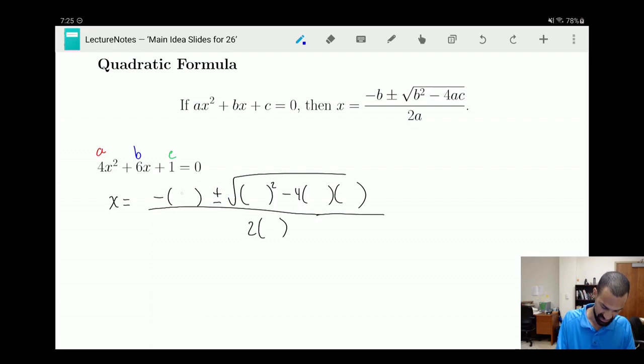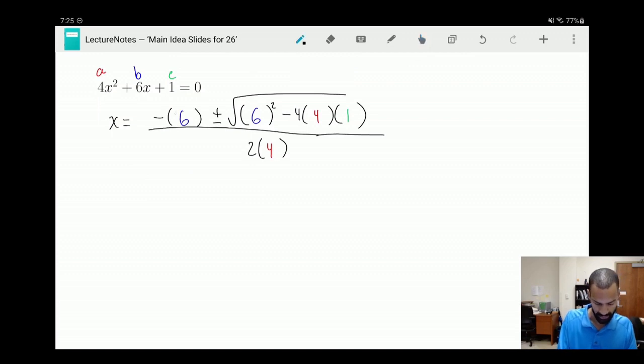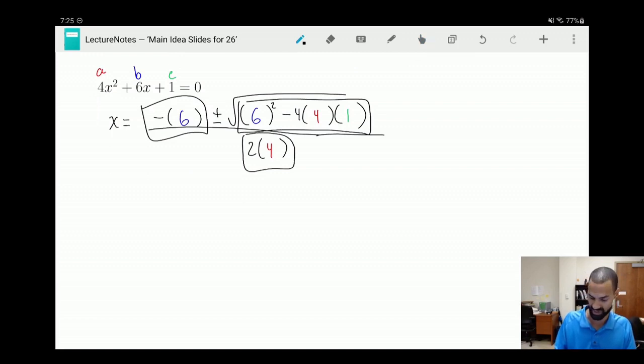So b is 6: negative b plus or minus the square root of b squared minus 4 times a times c, over 2 times a. Just plug all the numbers in. Now I don't have to look at that formula anymore. I see three things that need to be simplified. So I'm going to do them one at a time.